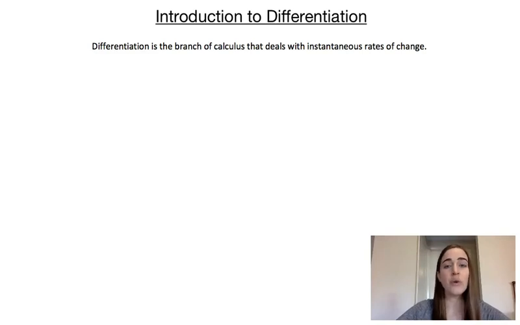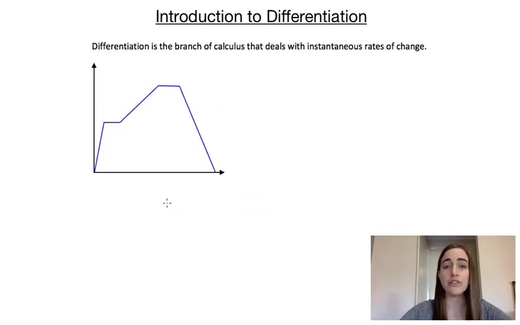In this video, I want to introduce differentiation. So differentiation is the branch of calculus that deals with instantaneous rates of change. Now, back in year 9 or year 10, when we started looking at rates of change, we looked at something called a travel graph or a distance time graph. So this is an example of one of those graphs.